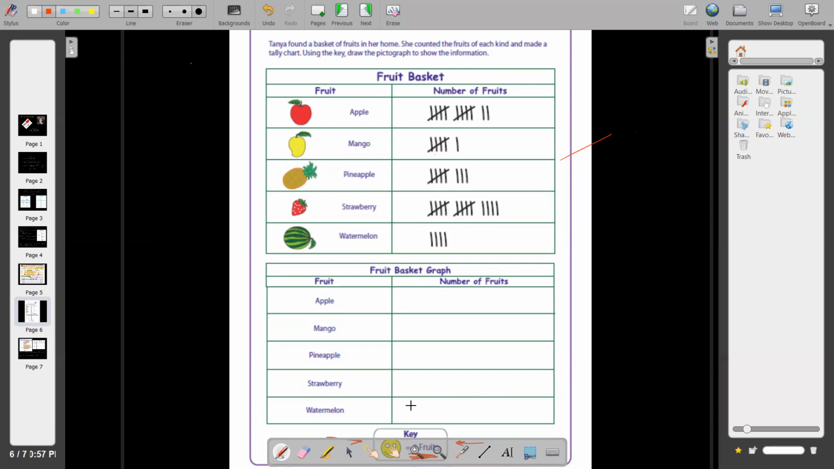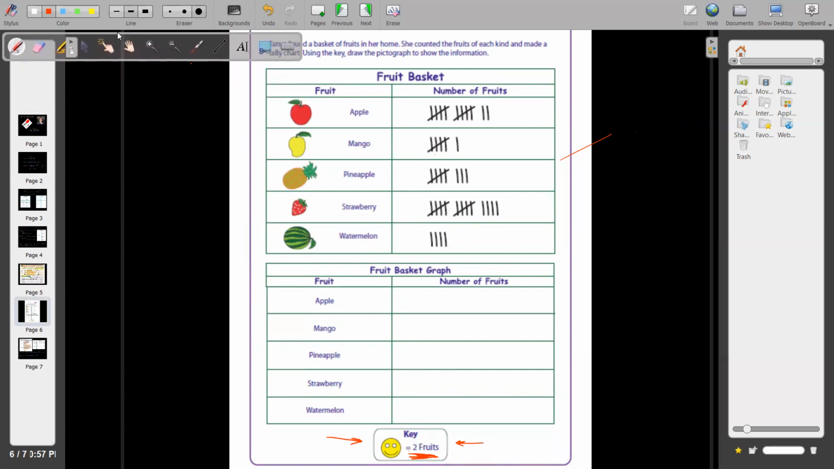Here is the information. Look here, down here. This is the key. Each face, we must draw faces. Each face equals 2 fruits. So here are the apples. I count the number of apples. 1, 2, 3, 4, 5, 10, 12. This is 12. Here is 6. Here is 8. Here is 14. Here is 4.